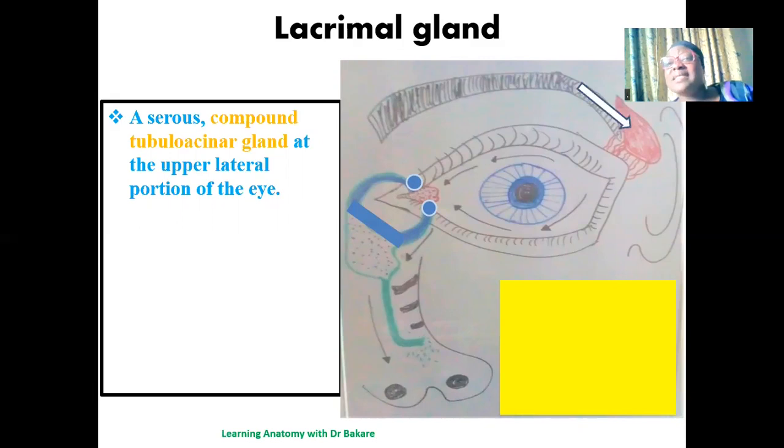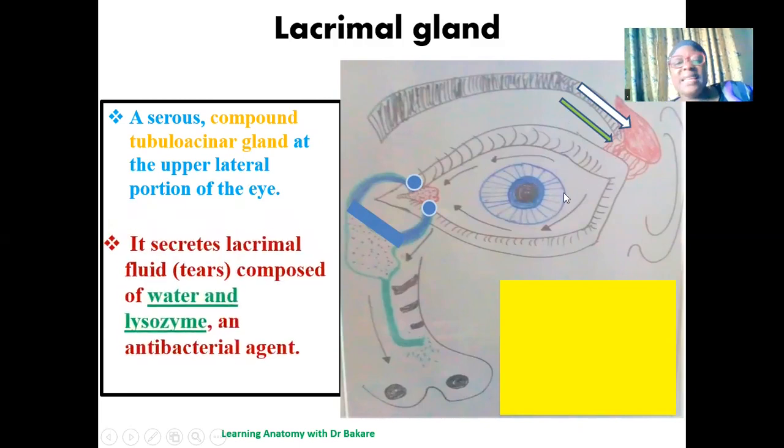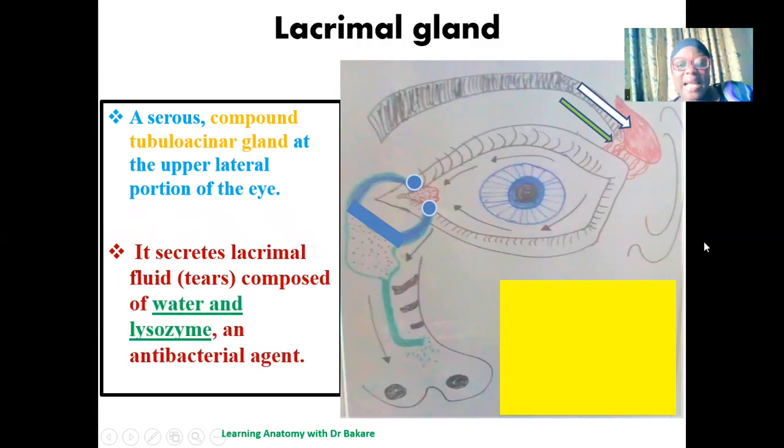As soon as this is done, it is released through the lacrimal duct. And this is the lacrimal duct, also highlighted in red. It is through this duct that the tears is released into the eyes. This tears is made up of water and lysosome. Lysosome is an antibacterial agent. You can also see that the tears has its own advantage.